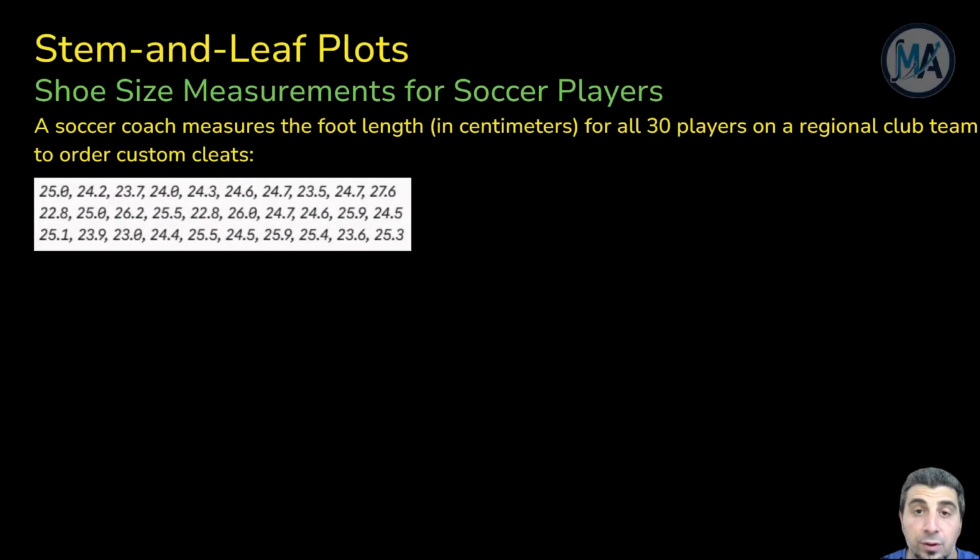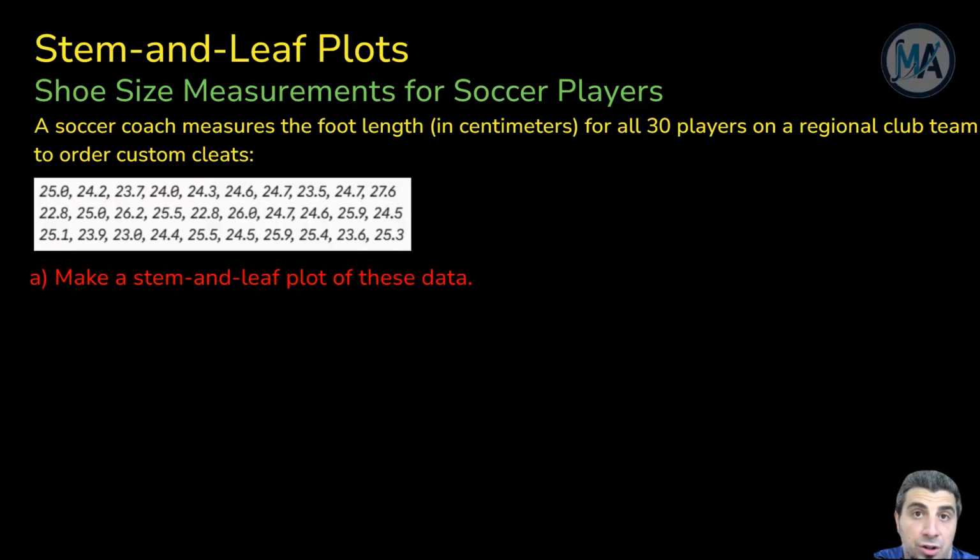All right, here we're given the foot lengths in centimeters for 30 soccer players. Here's how to build a clean stem and leaf plot. First thing you want to do is put your data in order if it's not already in order, and I'll show you in a minute how to do that on Desmos very quickly.